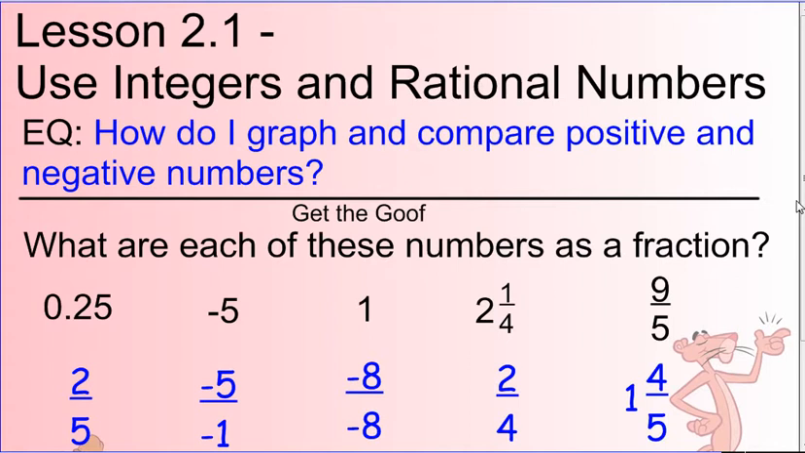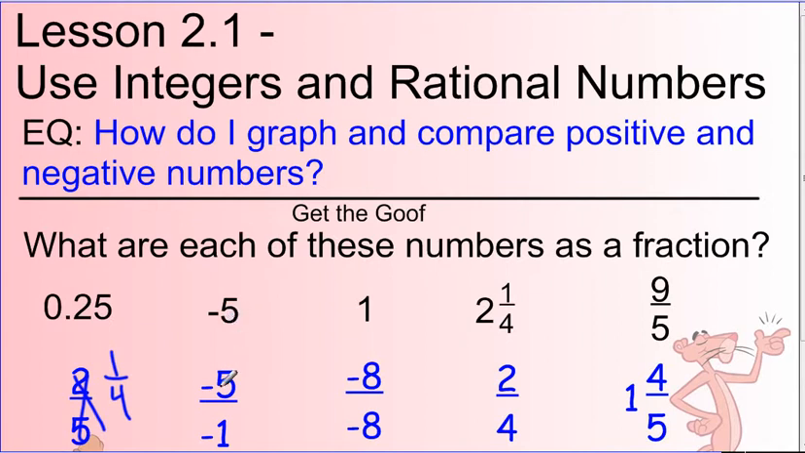Okay, so the Get the Goof asks you to find what each of these numbers is as a fraction. So let's see how we did here. 0.25 is not 2/5. This is probably one of those decimals you should know in your head. 0.25 is 1/4, like 25% off, 25 cents out of a dollar, 1/4.